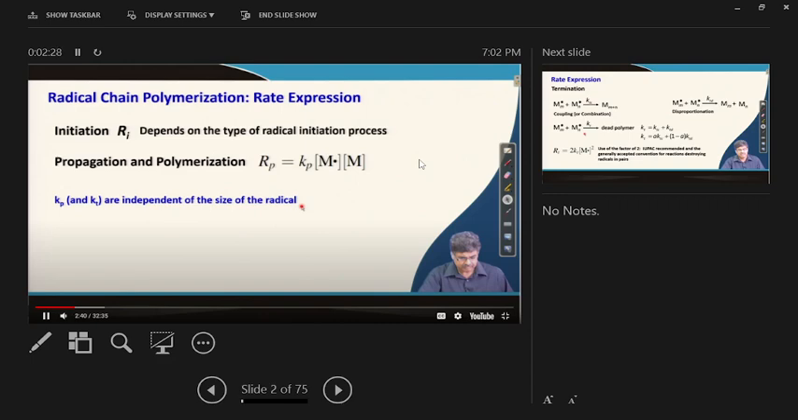So Kp and Kt are independent of the size of the radical. Kp means propagation, and Kt is for termination. These rate constants are independent of the size of the radical, because with time the size of the radical will increase as the number of monomers increases. But keep in mind that the rate constants of propagation and termination are independent of the size of the radical.